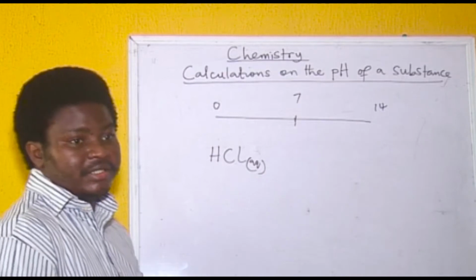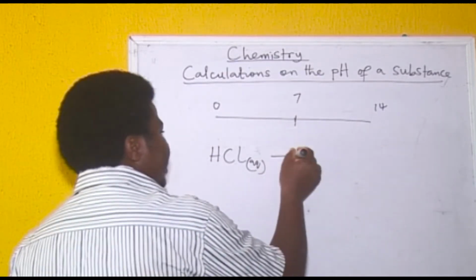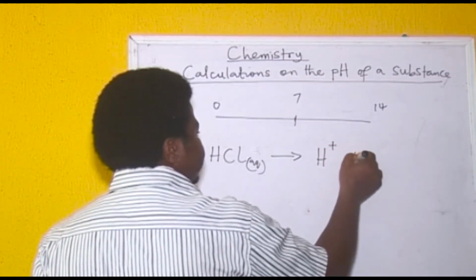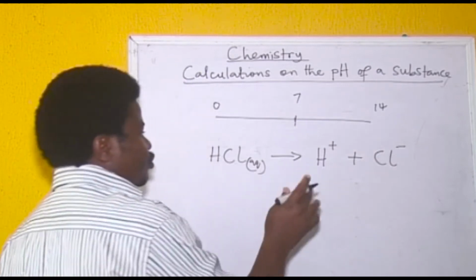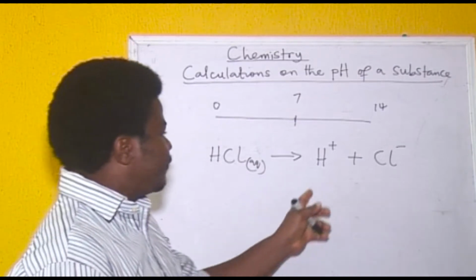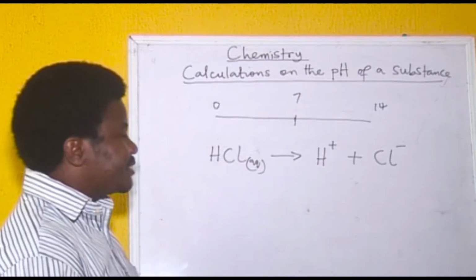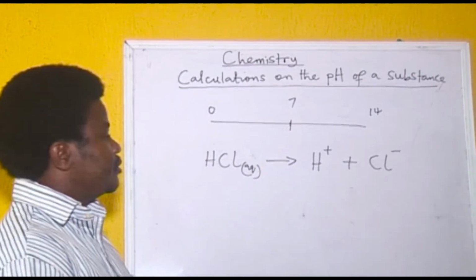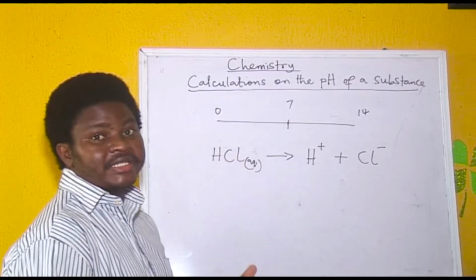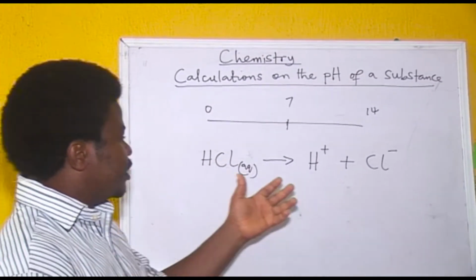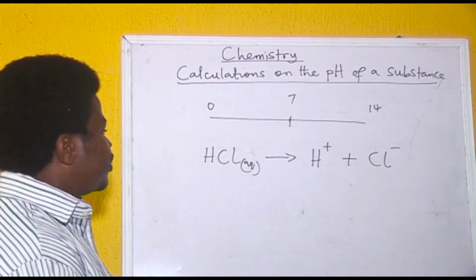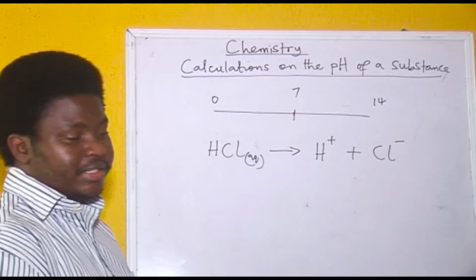Hydrochloric acid is actually an acid. It is an acid because, when in solution, it dissociates into these two ions, and in the dissociation we have H+, the hydrogen ion, as the only positive ion in solution. So we can affirm that HCl aqueous is an acid because it gives hydrogen ion as its only positive ion in solution. Any substance that behaves this way is an acid.